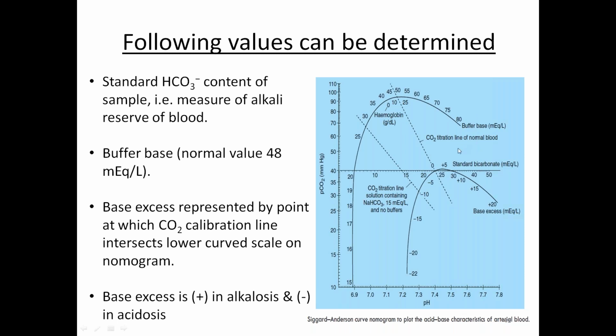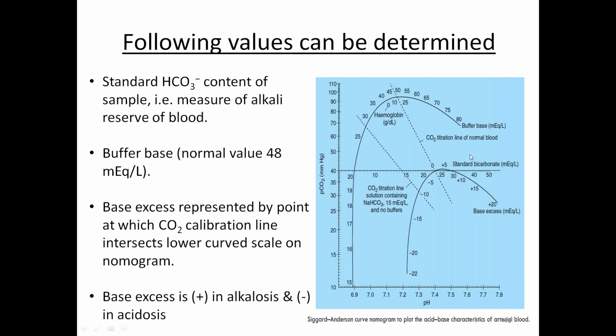Now the point on the CO2 calibration line that intersects the lower curved scale. First we were talking about the upper curved scale. Now the lower curved scale indicates the base excess. This one was the buffer base. So this value you need to remember is positive in alkalosis and negative in acidosis. Okay. This is the amount of acid or base that would restore 1 liter of blood to normal acid-base composition at a PCO2 of 40 mmHg.